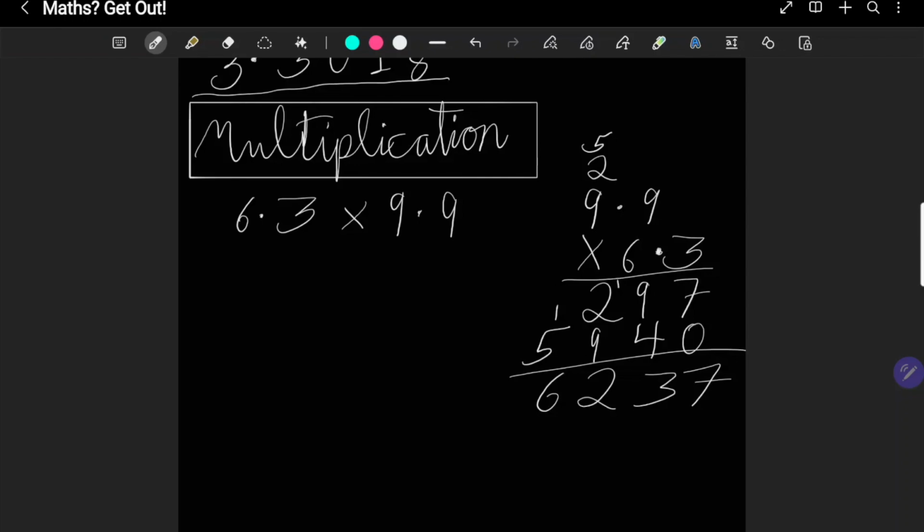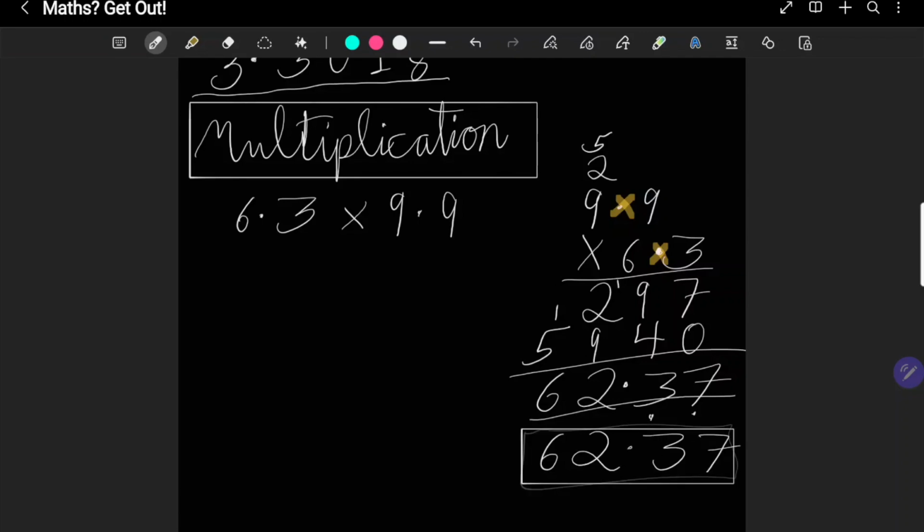Now we have one decimal place in the 6.3, and one in the 9.9. So we've got two decimal places. We're gonna count from the right, 1, 2, and then we're gonna put the decimal place right here. So our answer is 62.37. That is our answer, ladies and gentlemen.